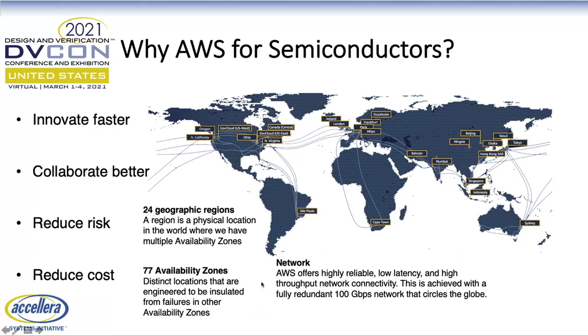And then finally, it helps you to reduce cost of developing your silicon by, again, using the different purchase models, and I will touch a little bit upon the different purchase models for Amazon EC2 instances.